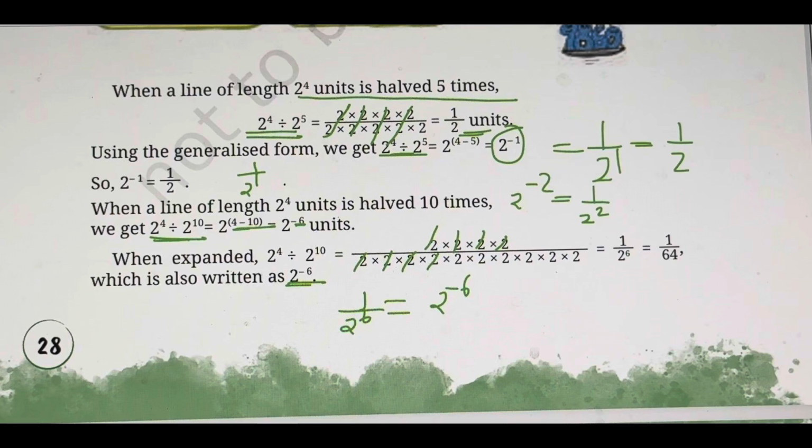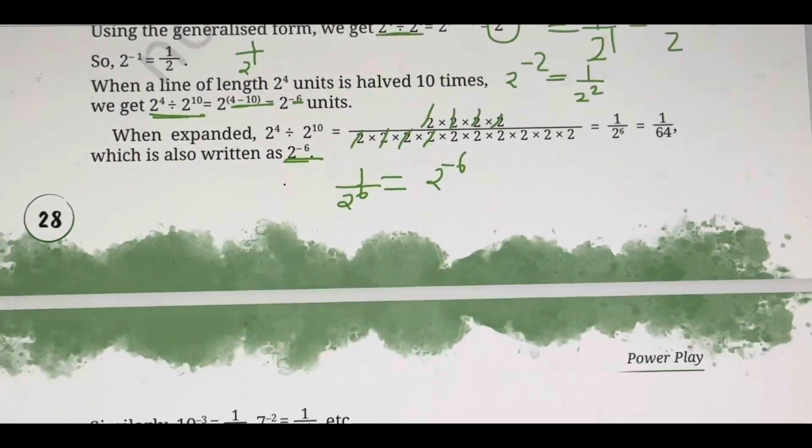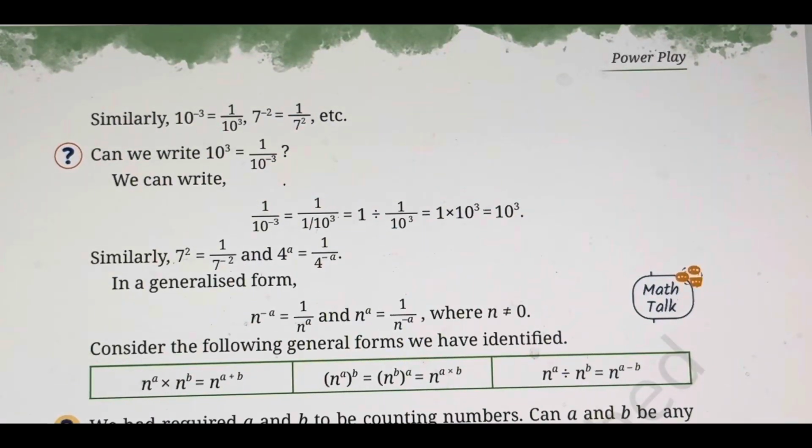Is that clear? Now similarly, 10 raised to minus 3 is written as 1 upon 10 cubed. 7 raised to minus 2 is written as 1 upon 7 squared. Can we write 10 cubed as 1 upon 10 raised to minus 3? Yes, we can write that. It is explained over here.